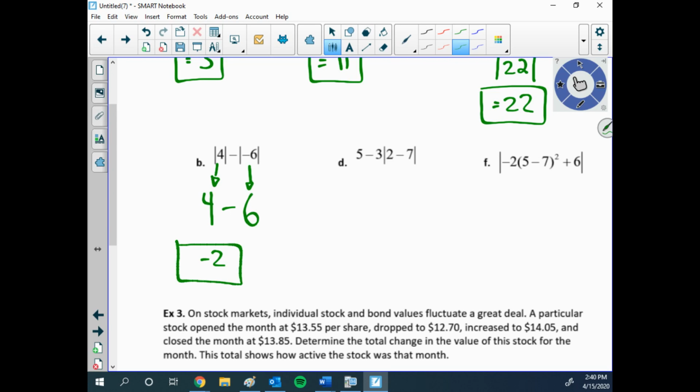That's going to be my final answer, right? They're not saying take the absolute value of this answer. They're saying take the absolute value of each of those functions and subtract them.